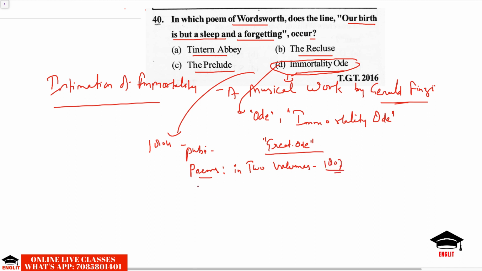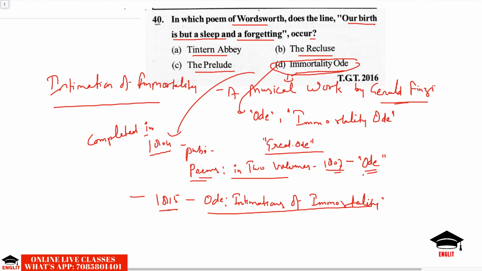The first edition of Poems in Two Volumes was published in 1807, and here in this volume it was published. It was completed in 1804 and published in 1807. When it was published in 1807, the title was merely Ode. It was then reworked and re-edited, and in the edition of 1815, after remodeling, it was published as Ode: Intimations of Immortality. So first it was published as simply Ode, and then it was published as Intimations of Immortality.